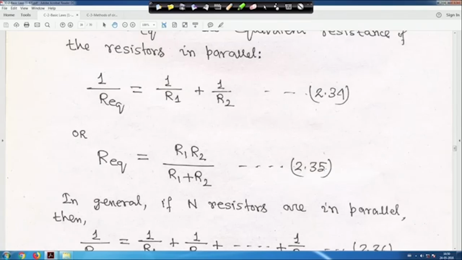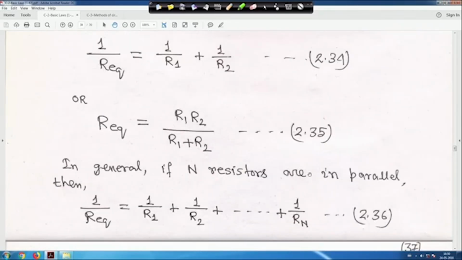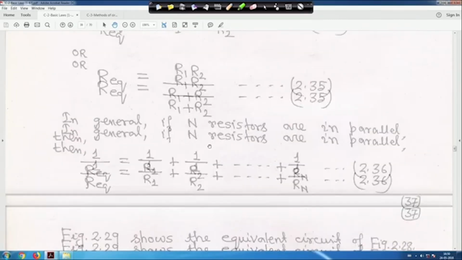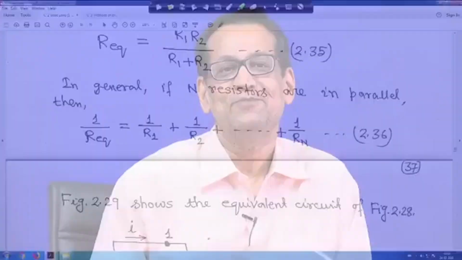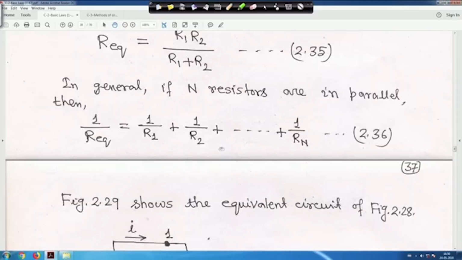35, right. So, in general, if you have n resistors in parallel, then 1 upon Req is equal to 1 upon R1 plus 1 upon R2 up to plus 1 upon Rn, right. So, you take the summation of the reciprocals, and then you take the inverse of that, right. So, 1 upon Req is equal to 1 upon R1 plus 1 upon R2 up to plus 1 upon Rn. So, that Req is the equivalent resistance.